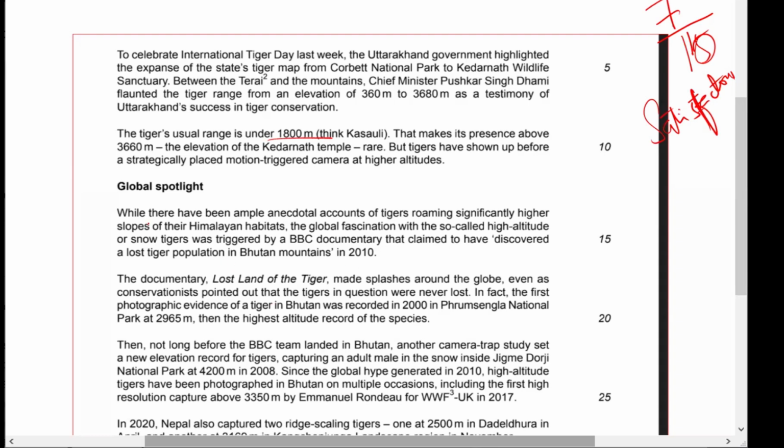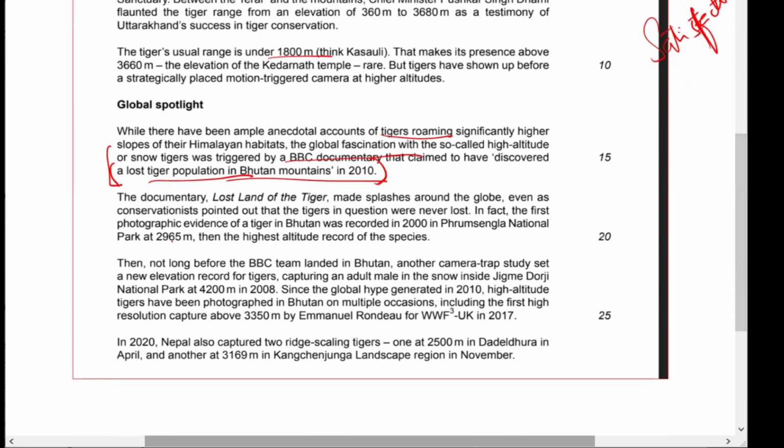Like, they have given us, while there have been ample anecdotal accounts of tigers roaming, you have mentioned the tigers roaming. Then there was a trigger by a BBC documentary that claimed to have discovered a lost population in the Bhutan mountains in 2010. You can also mention that when we do not give time to the preservation of the tigers, they get lost. So they have given us this reference from the BBC documentary that claimed to have discovered a lost tiger population in the Bhutan mountains. If you are going to mention this line, that it was lost, then you can also extract something from the text.